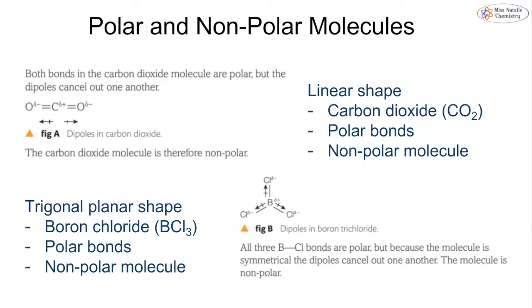For trigonal-planar, like boron chloride, BCl3, again, there are polar bonds because they have a difference in electronegativity, but it is a non-polar molecule because they are all cancelling each other out, and it's because the molecule is symmetrical. So if you have a line of symmetry, you're going to get a cancellation of your dipoles. So really, for a polar molecule, we're looking at symmetry. But when you're answering a question, don't just say because it is symmetrical. You have to say it's because the dipoles are cancelling each other out.